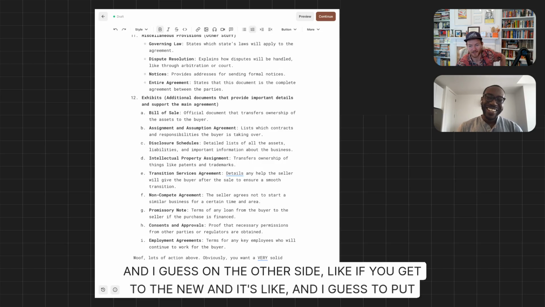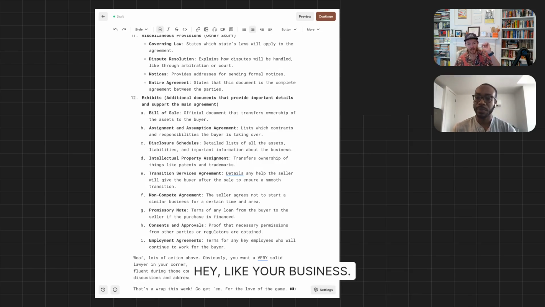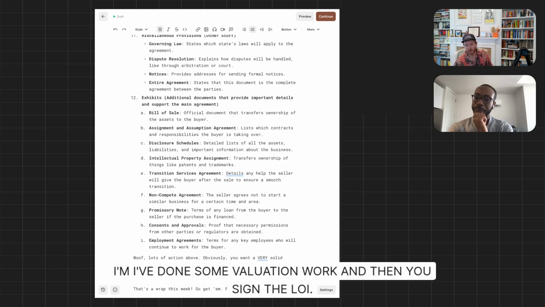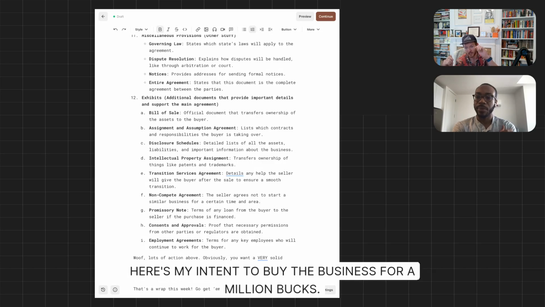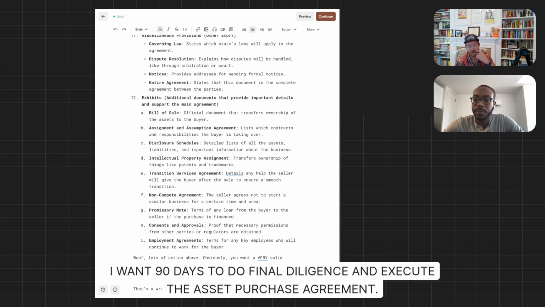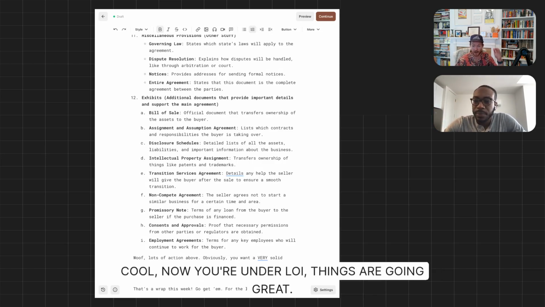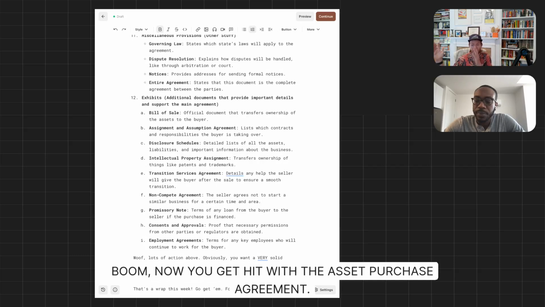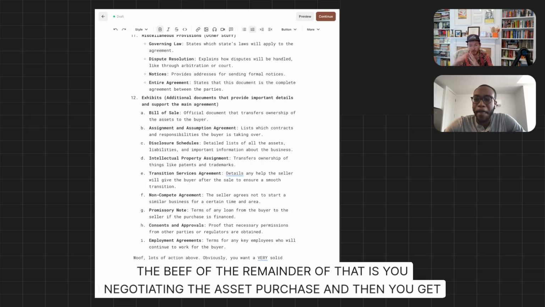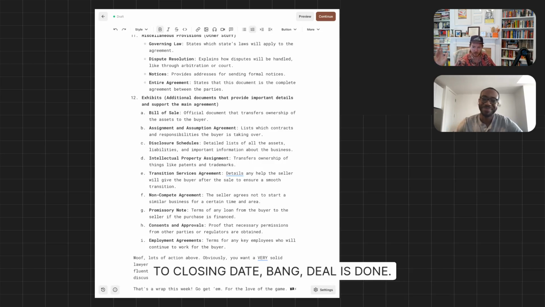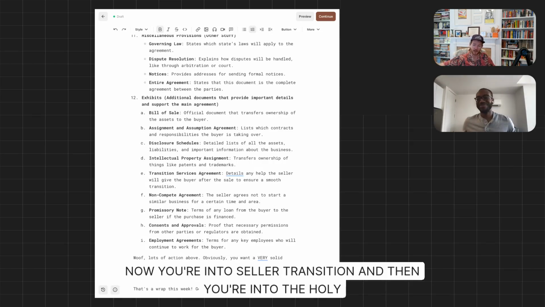And to put this in the context of an actual acquisition: I've done some valuation work, and then you sign the LOI, which is basically the purchase price and the payment terms. Here's my intent to buy the business for $1 million. I'm going to pay $800K cash and $200K in debt. I want 90 days to do final diligence and execute the asset purchase agreement. Now you're under LOI, things are going great. Now you get hit with the asset purchase agreement. The beef of the remainder is you negotiating the asset purchase, and then you get to closing date. Bang, deal is done. Now you're into seller transition, and then you're into the Holy Land.